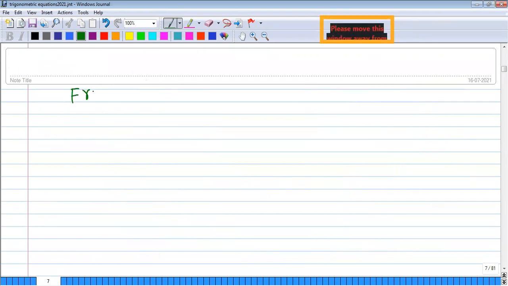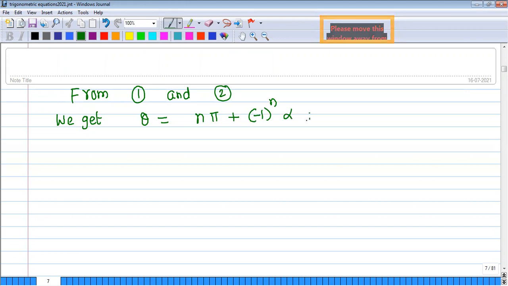From 1 and 2 we get theta is equal to n pi plus minus 1 to the power of n into alpha, where n belongs to Z. So this is the general solution of sine theta is equal to k. Understood now, all of you? Yes, sir. So that is how we have derived the formula.